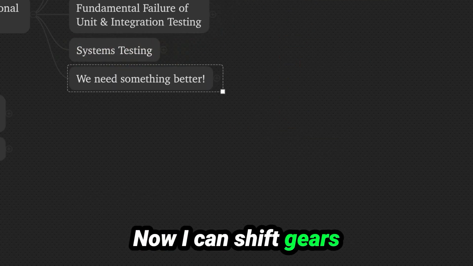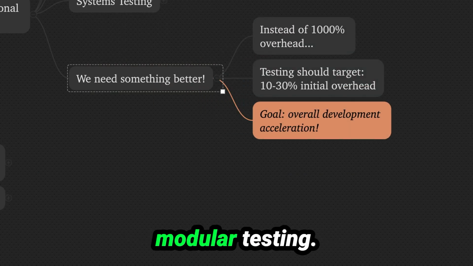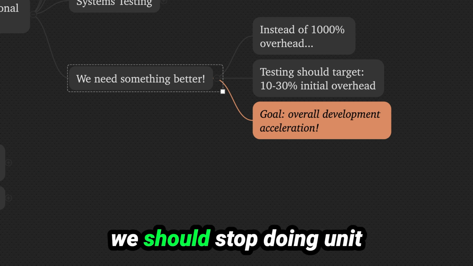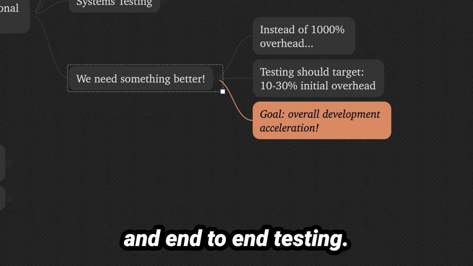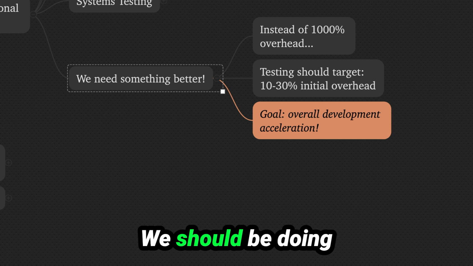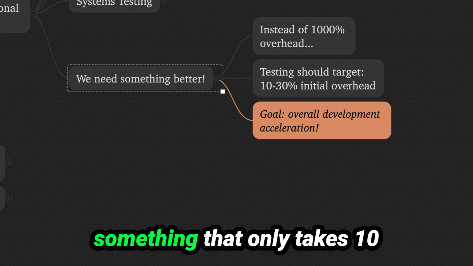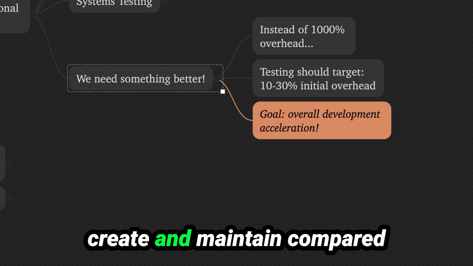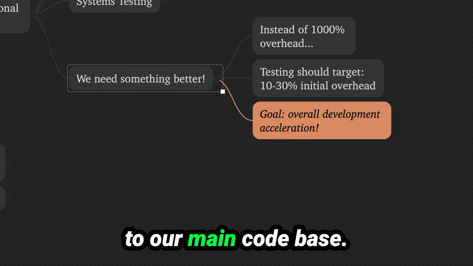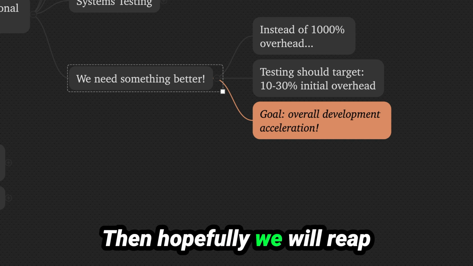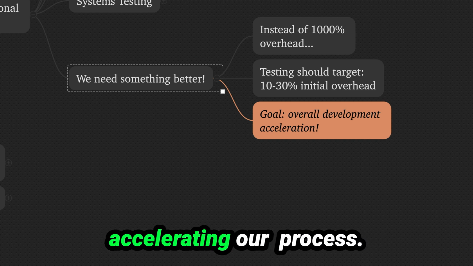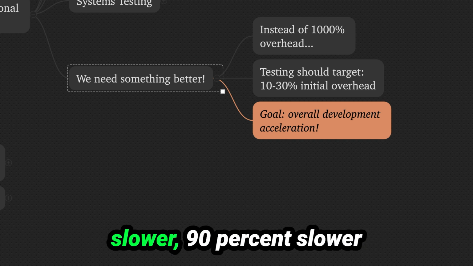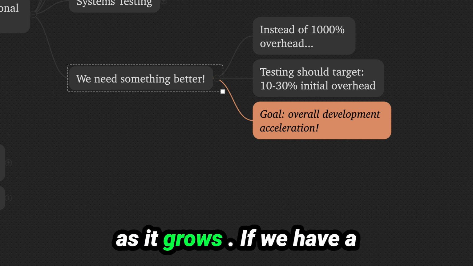Now I can shift gears and we can talk about modular testing. All right, so we've talked about how we should stop doing unit testing, integration testing, and end-to-end testing. We should be doing something different. We should be doing something that only takes 10 to 30% more time to create and maintain compared to our main code base. Then hopefully we will reap the rewards of overall net accelerating our process instead of our code becoming half the speed, 3/4 slower, 90% slower as it grows.